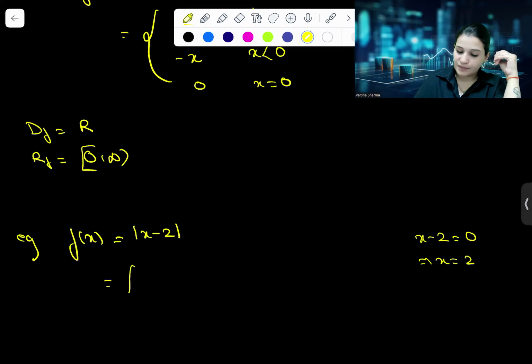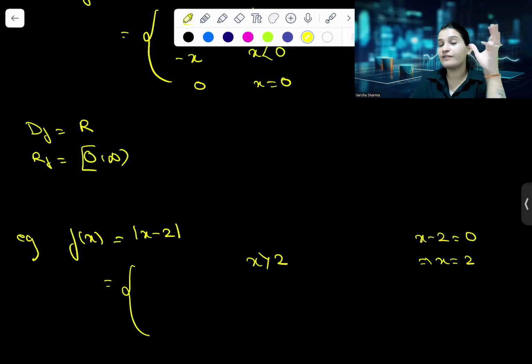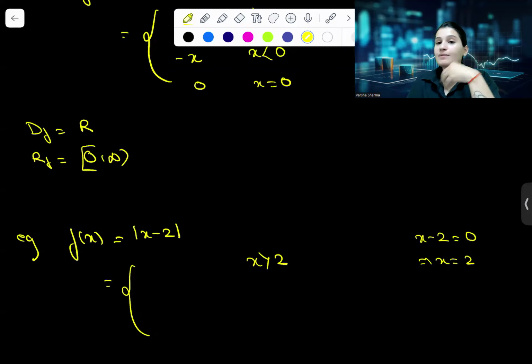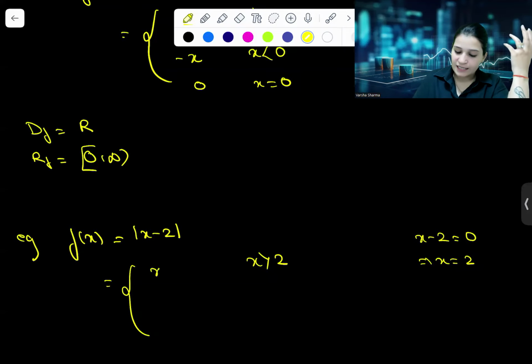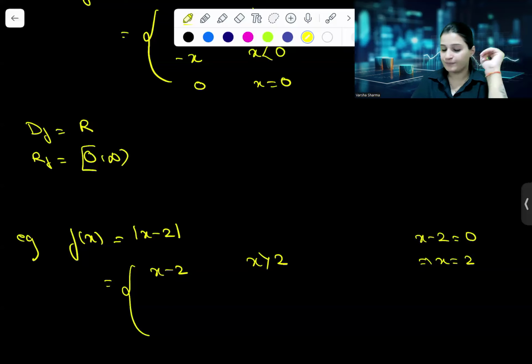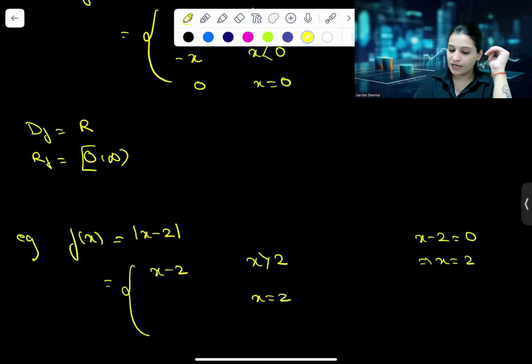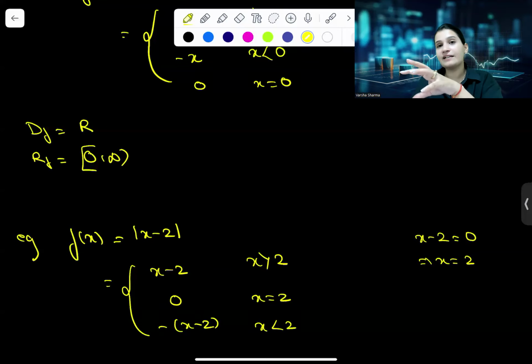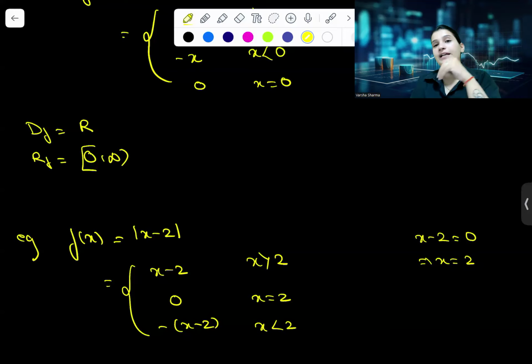So 2 is the point of bifurcation, 2 is going to divide my function. Any number more than 2, keep the answer as it is because it's positive. If it is equal to 2, answer is 0. And if it is smaller than 2, put a negative sign. Why? Because it itself is negative, put another negative to make it positive.